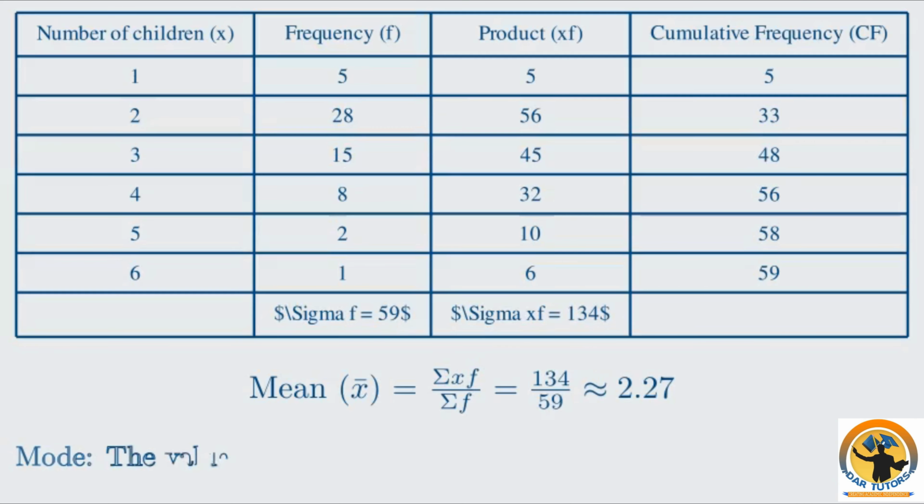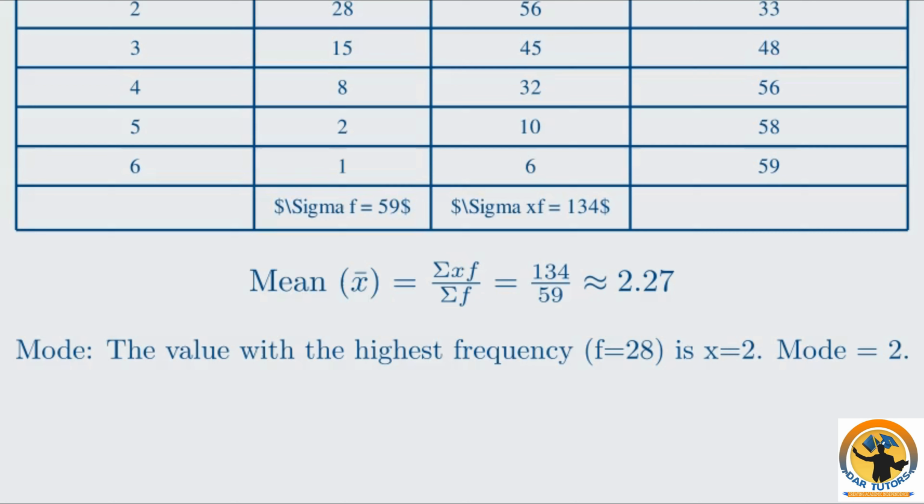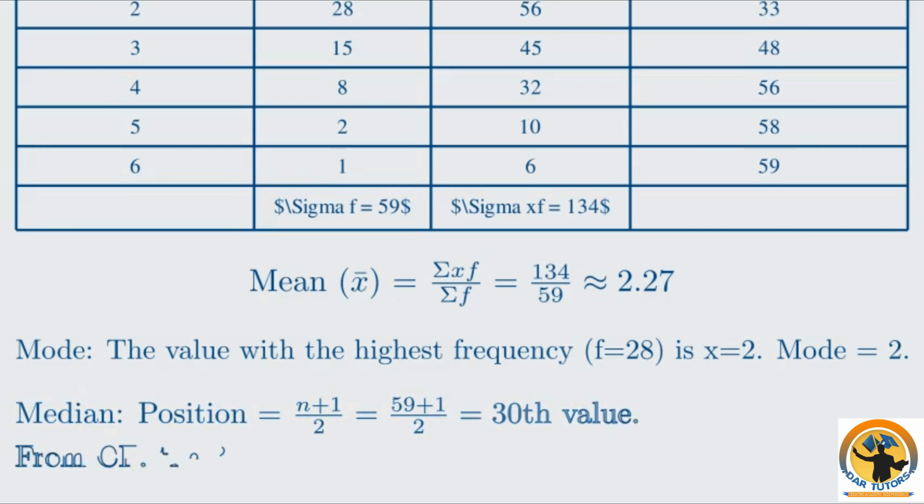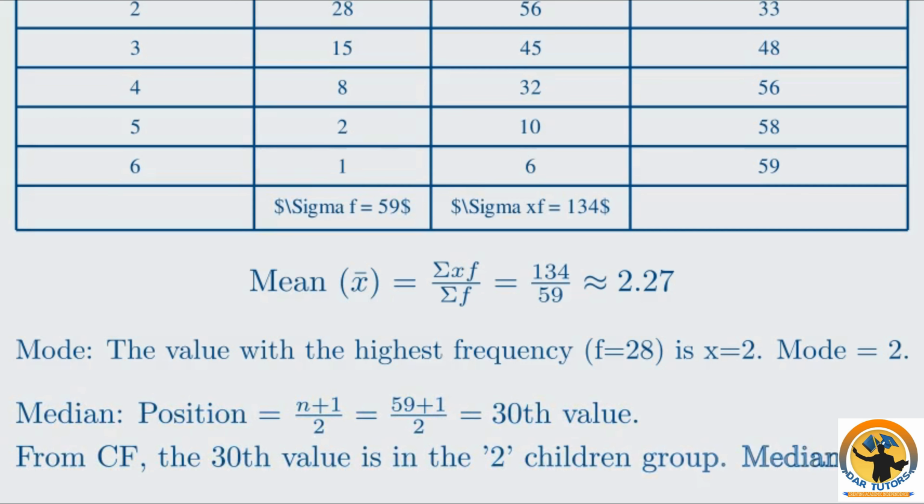The mode is the value with the highest frequency. This is 2, with a frequency of 28. For the median, we need the 30th data point. From the CF column, this falls within the group of families with 2 children. So the median is 2.